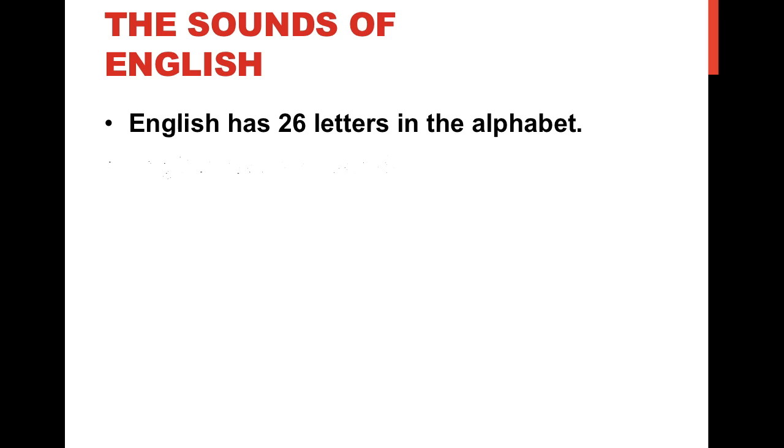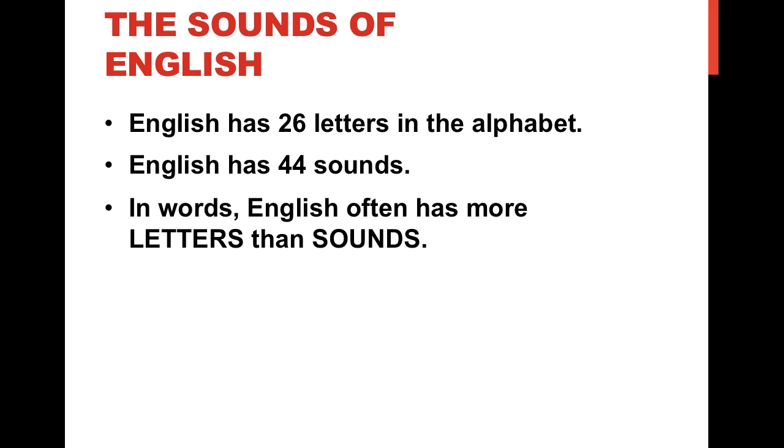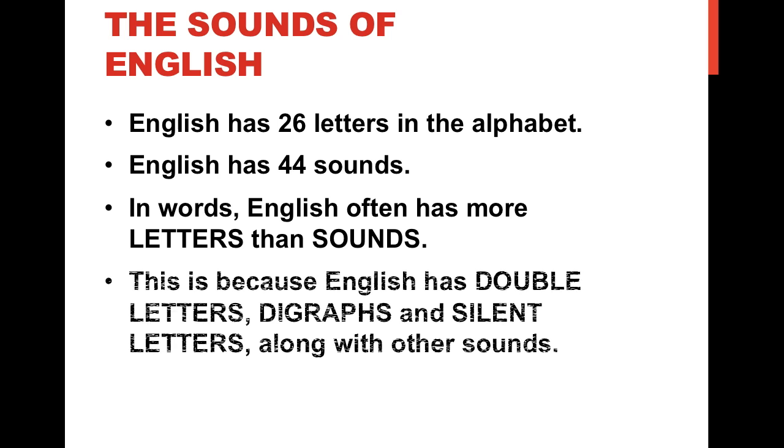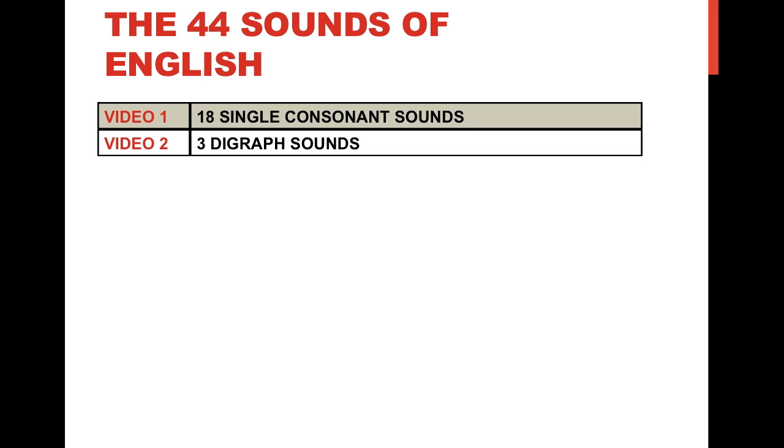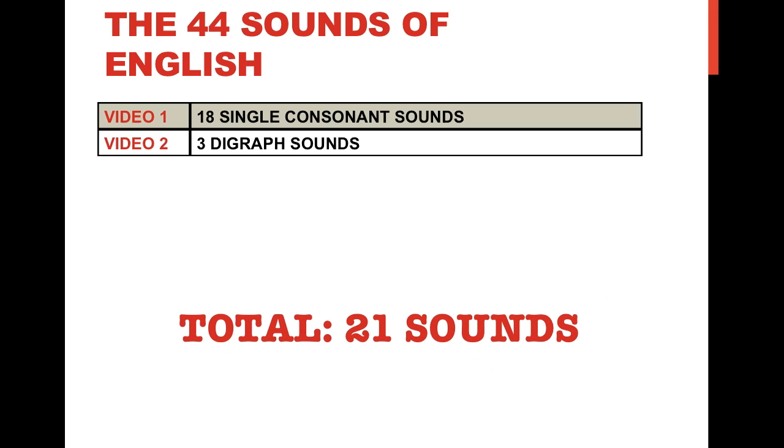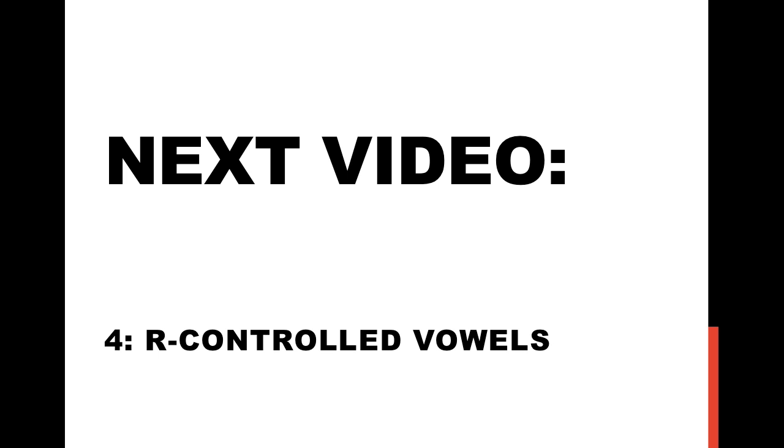Let's review. English has 26 letters in the alphabet. English also has 44 sounds. In words, English often has more letters than sounds. This is because English has double letters, digraphs, and silent letters, along with other sounds. In our first video, we learned 18 single consonant sounds. In our second video, we learned 3 digraph sounds. In today's video, we did not learn any new sounds, so we still have a total of 21 sounds. In our next video, we will learn some new sounds called R-controlled vowels. Thank you.